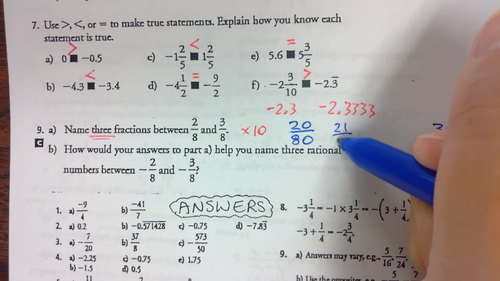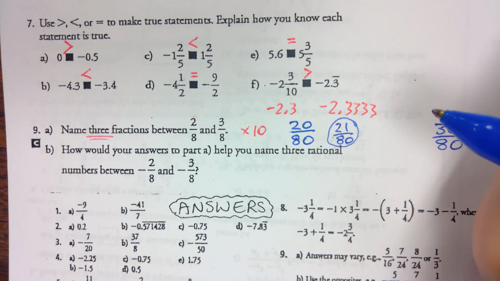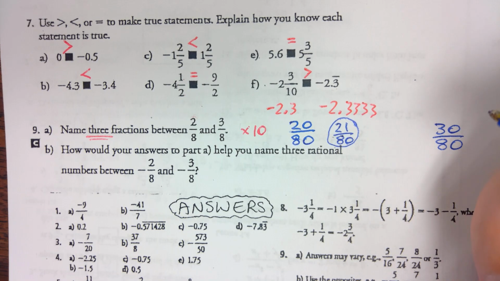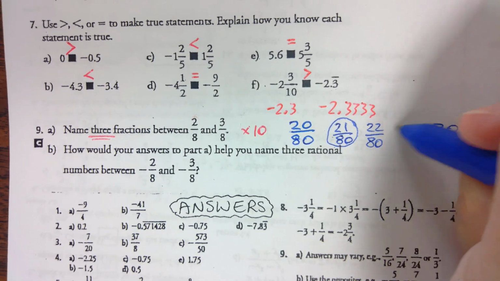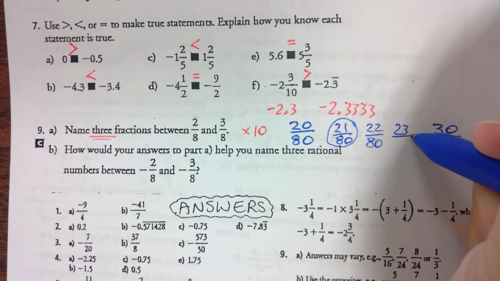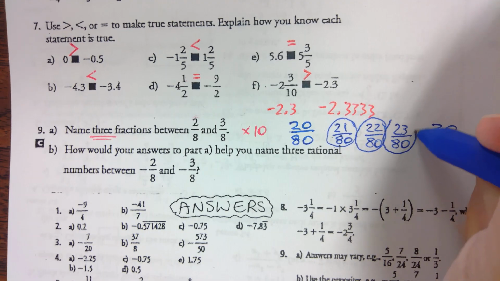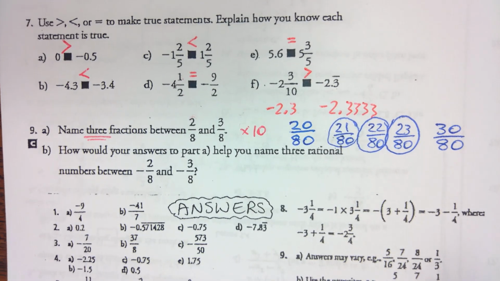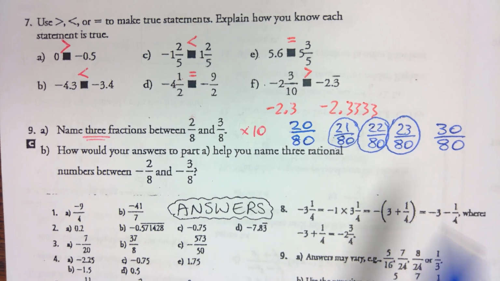Okay. 21 over 80. What else? I need 3. Uvin? I need 3. Oh, I thought you just asked me for one. 22 over 80. Okay. And okay. So if Uvin gave me these 3 answers on the test, she will get 2.5 out of 3.